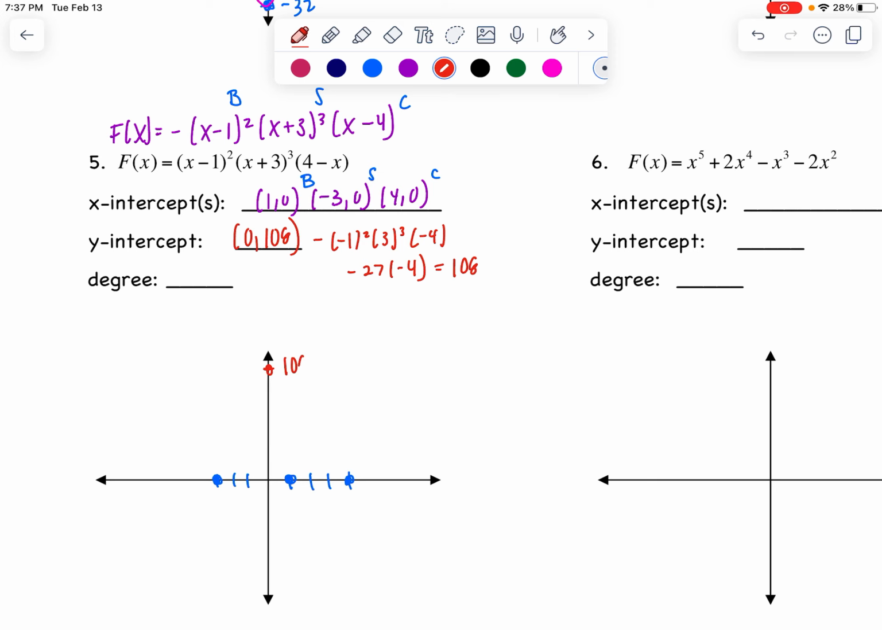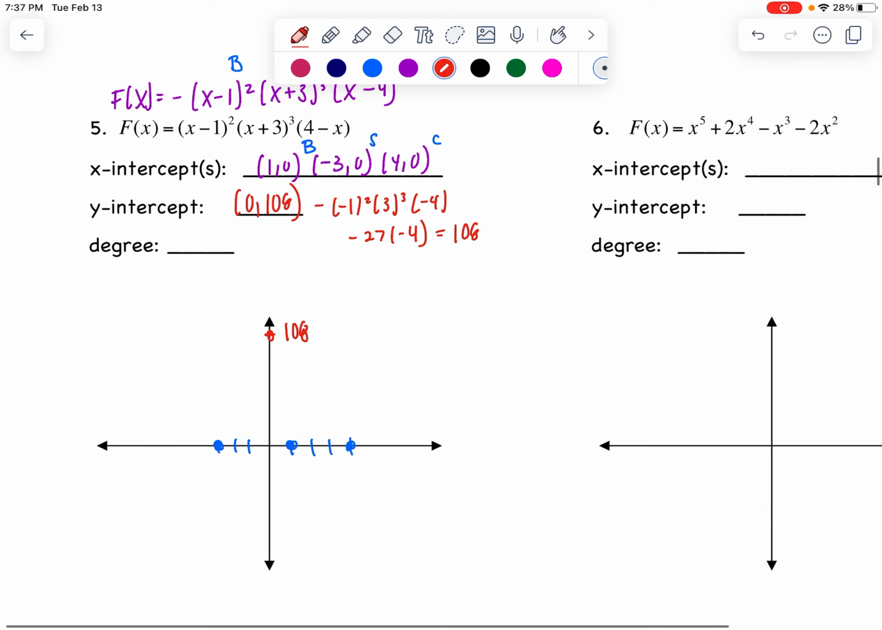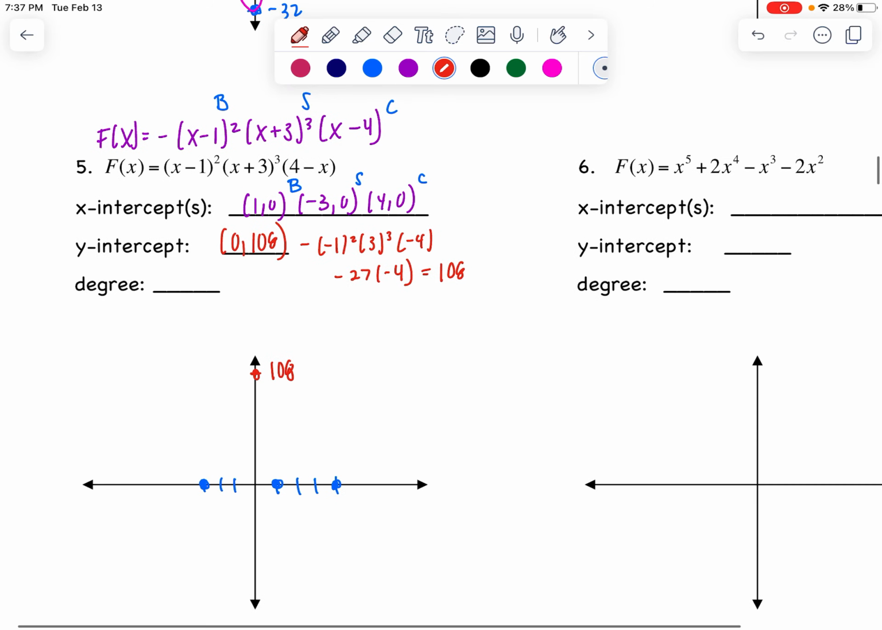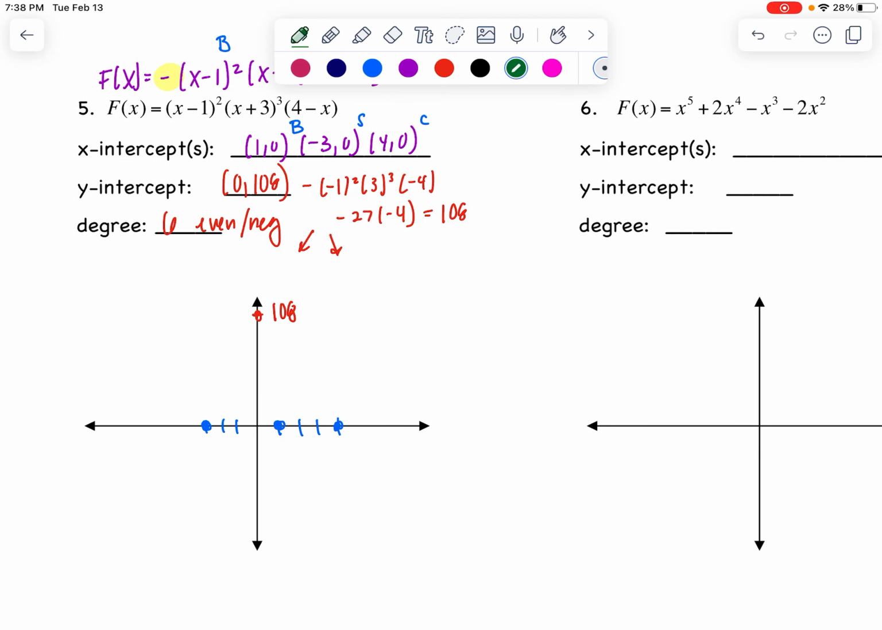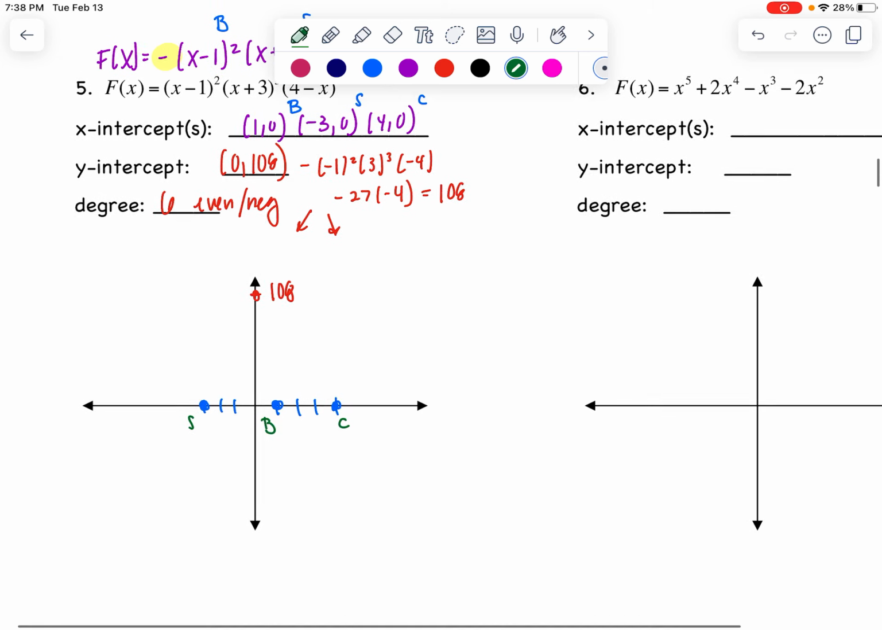Here is that y-intercept. It looks like we are at degree 6. It's still even, however, we do have that negative now out in front. So then our ending behavior for our arrows is going downward. So at (negative 3, 0), this is our squiggle. At (1, 0), we have our bounce. And at (4, 0), we have our cross.